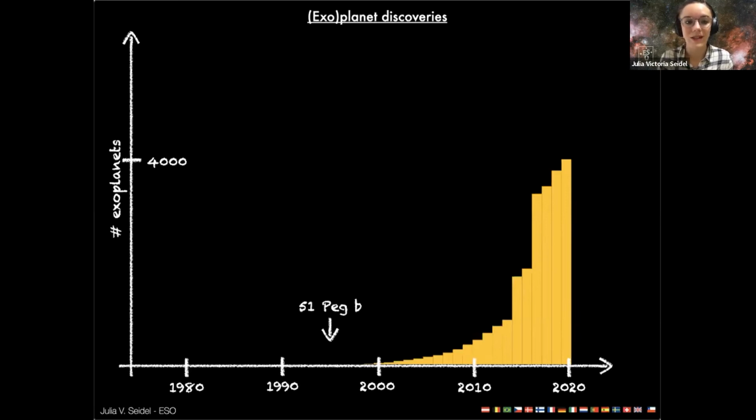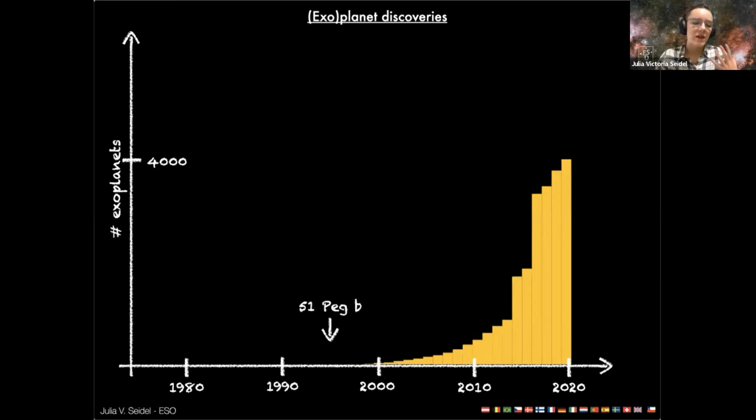And in the last 2 years, we have now breached the 5,000 mark. So we are really now in the realm where we can do population studies, and we will also have quite a bunch of very good candidates to do follow-up on. So we're now starting to leave the realm of exoplanet discoveries, and we're starting to be in the realm of exoplanet descriptions or exoplanet exploration on a wider scale.